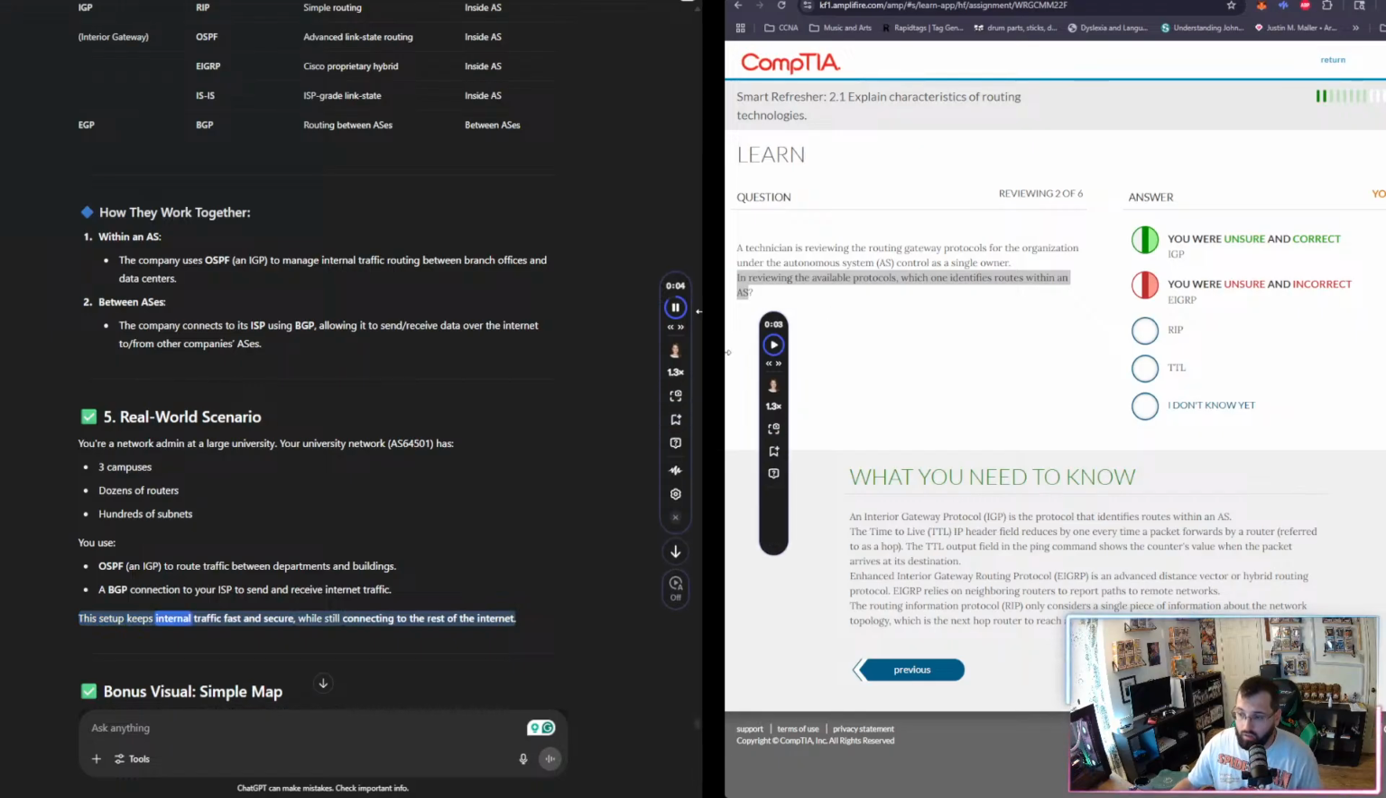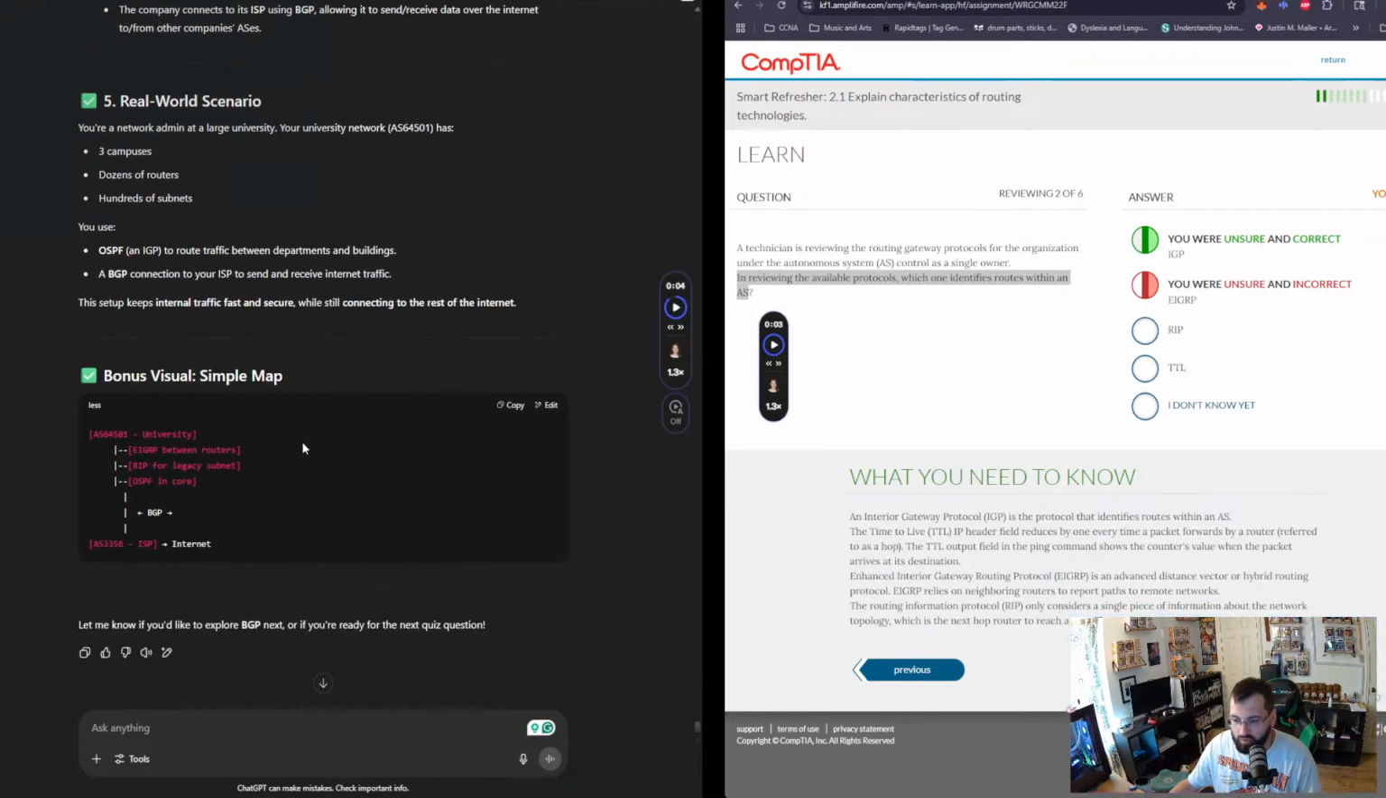This setup keeps internal traffic. So it's making sure that it can manage the internal traffic and the external traffic, and then there's protocols for all the different layers. I know that sounds super redundant and like duh, but it just kind of clicked in my head.